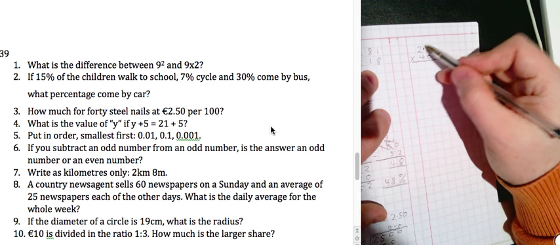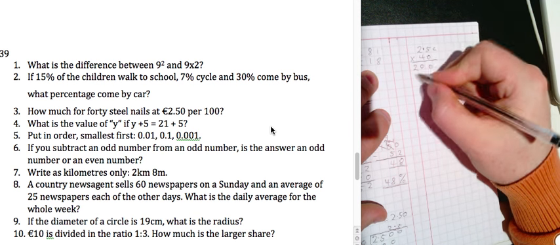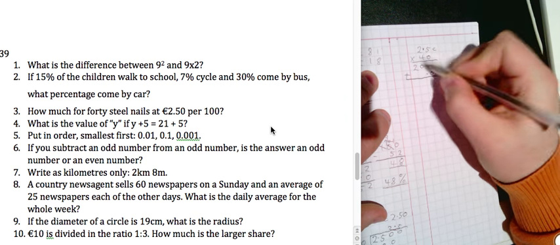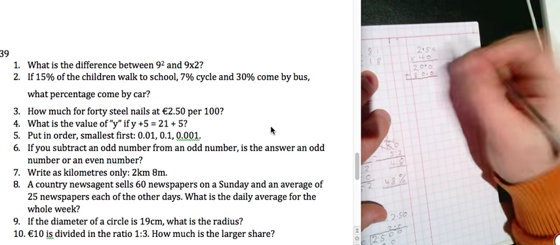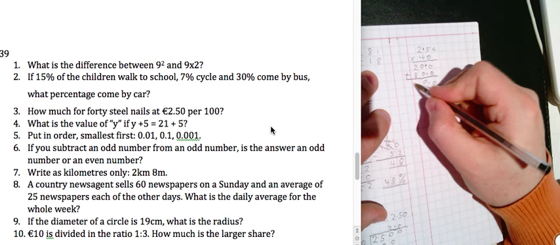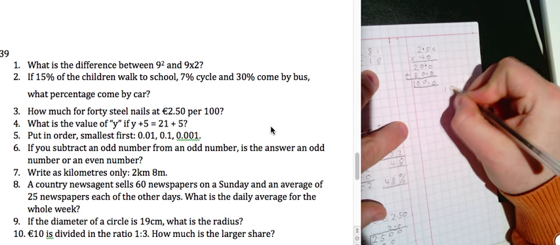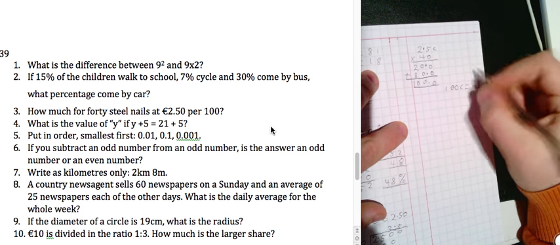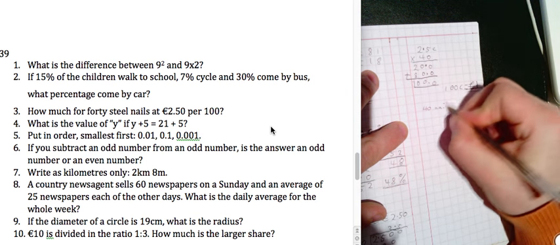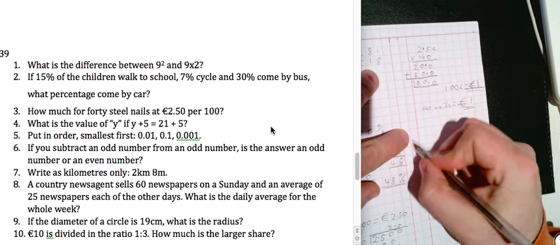5 noughts are nothing. 5 fours are 20. Don't forget that decimal point. Plus, then our 0. 2 noughts are nothing. 2 fours are 8. 0 plus 0 is 0. 0 plus 0 is 0. 2 plus 8 is, of course, 10. Now, that is 100 cents. We know that 100 cents equals €1. So the cost of 40 nails equals €1. Let's move on now to question 4.